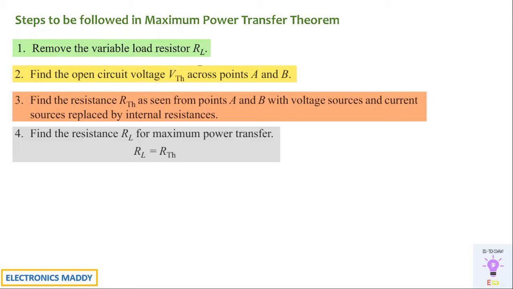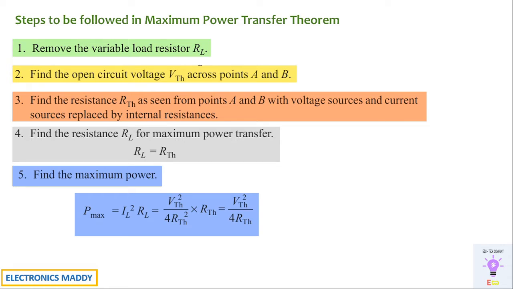So step 4 is to find the resistance RL for maximum power transfer, that is nothing but equal to RTH that we have found out previously. This is a very important step. The RL value will be decided based on the value that we find for RTH. Once this is done, our next step is to find the point at which maximum power transfer takes place.